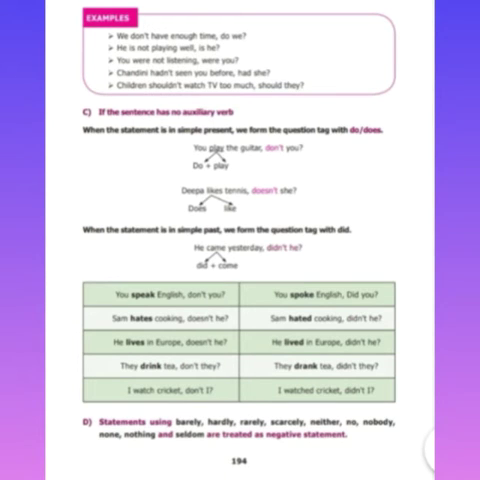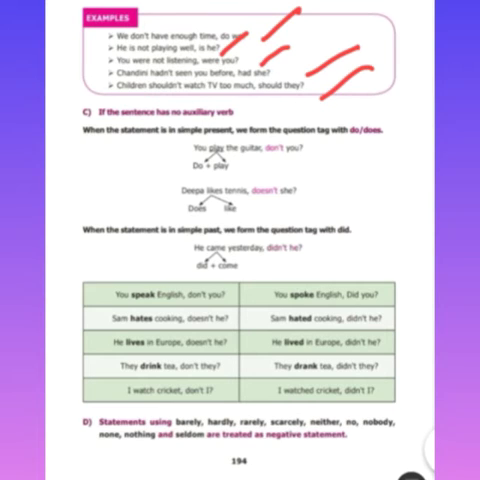Here are some examples. We don't have enough time, do we? He is not playing well, is he? You were not listening, were you? Chandni hadn't seen you before, had she? Children shouldn't watch TV too much, should they?